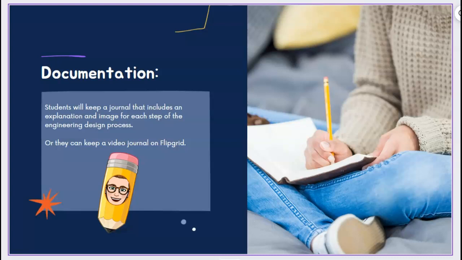And again, they're going to be working on this as a group. They'll share it with the class when they're done. And yeah, that would be the Explore section.